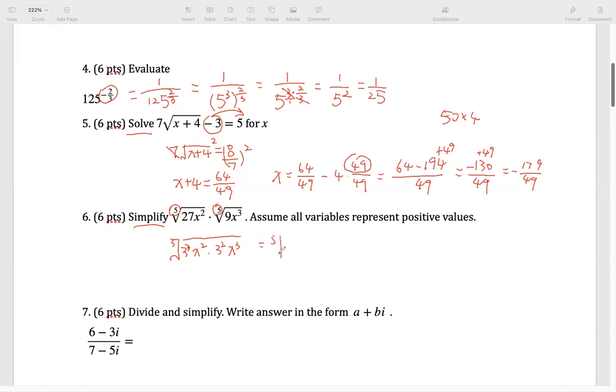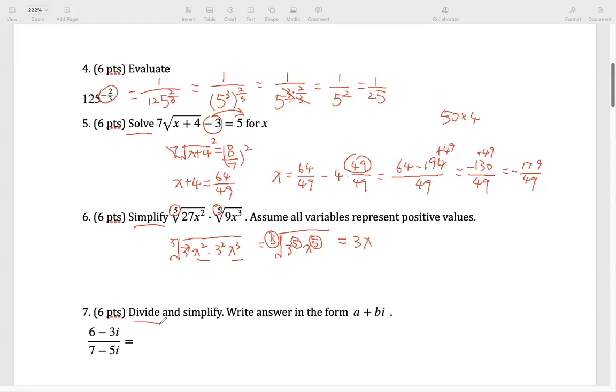Under the 5th root, now we see 3 cubed times 3 squared. That's 3 raised to the 5. Then x squared times x cubed, that's x raised to the 5. Now, the exponent and the index are the same. So we just get 3x.